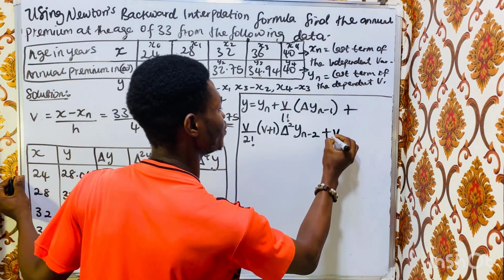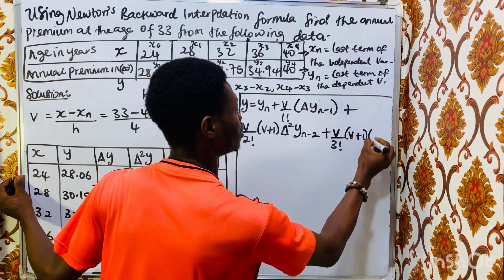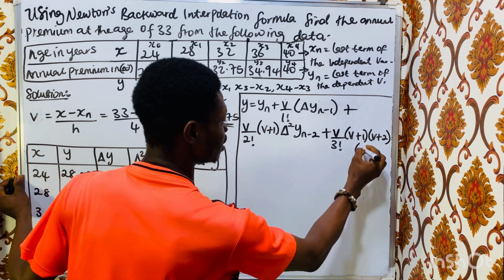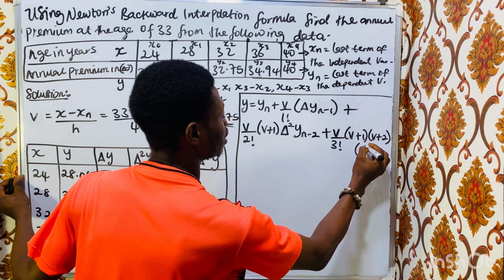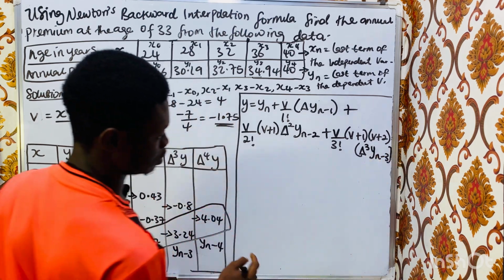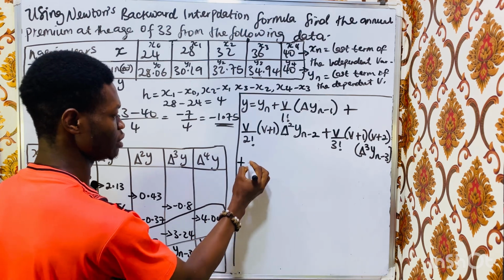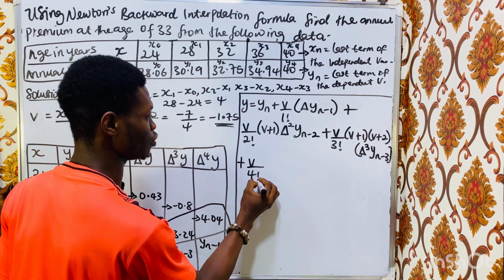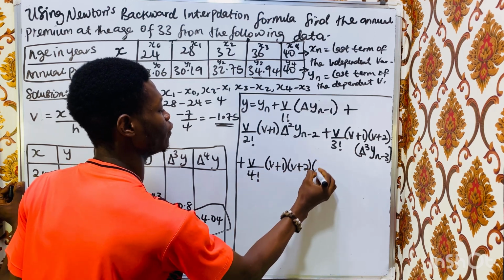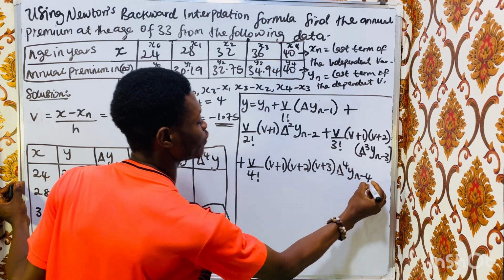So the next one will be v all over 3 factorial, then v plus 1, v plus 2 times, I'm going to multiply this by delta cube y sub n minus 3. Then plus, you repeat the same thing, v all over 4 factorial times v plus 1, v plus 2, v plus 3, then delta 4 y sub n minus 4.